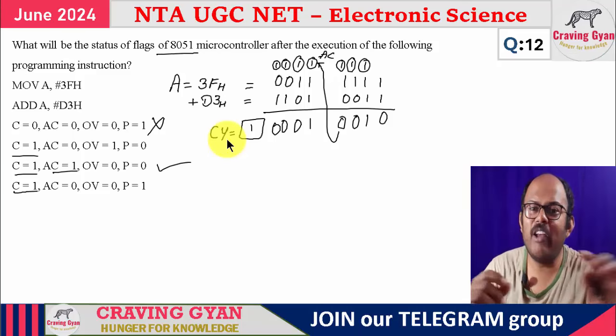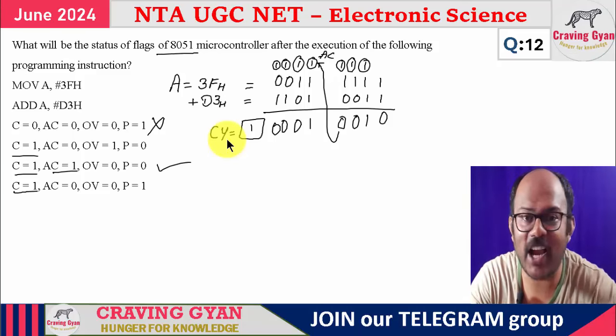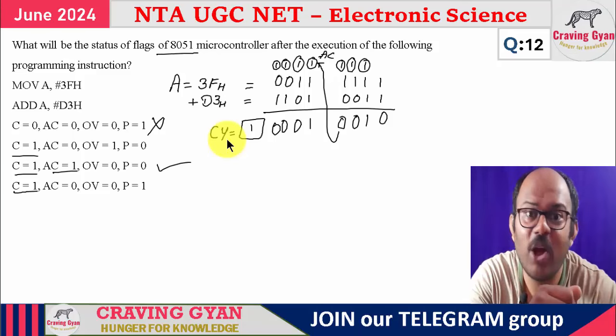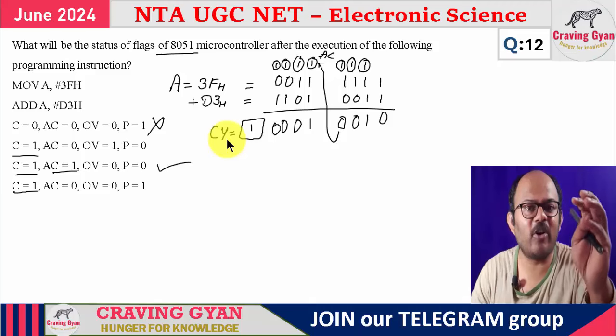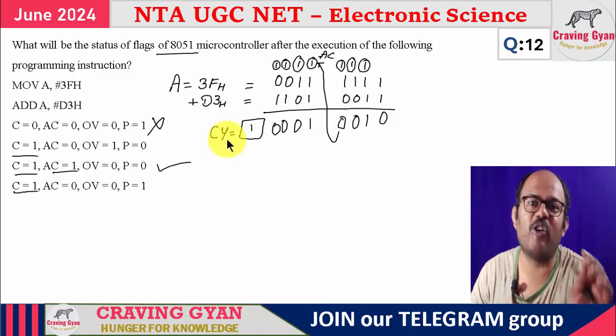Overflow flag. Whenever you perform a signed addition or a signed subtraction, only at that time do you talk about the overflow flag. So it's a conceptual overflow. Whenever you add a positive number with a positive number and the result is negative, overflow has occurred. Or whenever you add a negative number with a negative number and the result is positive, overflow has occurred.